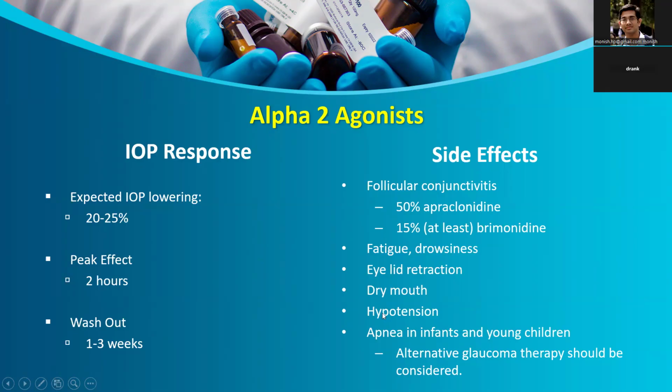One important point to know is that it can cause apnea in infants and young children. So it is completely contraindicated. It should never be used in smaller children because it crosses the blood-brain barrier, and by crossing the blood-brain barrier, it can cause depression of the CNS as well as respiration. Thus, alternative glaucoma therapy should be considered in infants and young children. Alpha-2 agonist use should be discouraged.